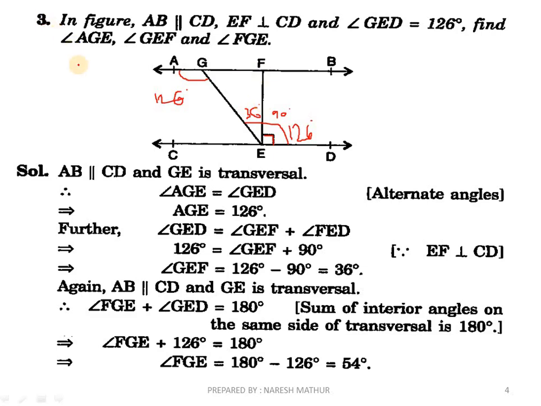Now we have angle AGE and angle GEF. Now we need to find angle FGE. AB is a straight line, angle AGE is 126, so this angle would be 180 minus 126, that is 54 degrees. Easy.